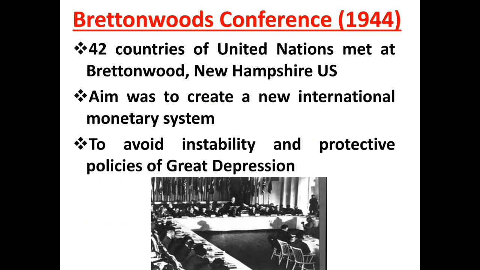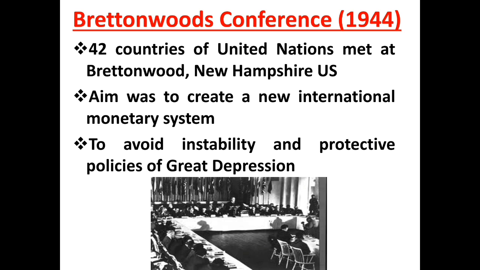Moving towards the second type, we call it the Bretton Woods Conference of 1944. 42 countries of the United Nations met at Bretton Woods, New Hampshire, in the United States. The aim was to create a new international monetary system, because the gold standard had by then already collapsed.